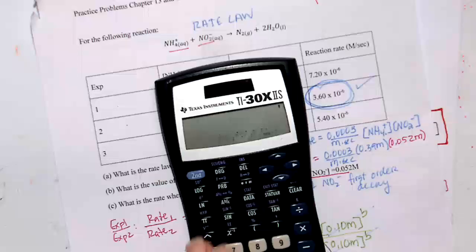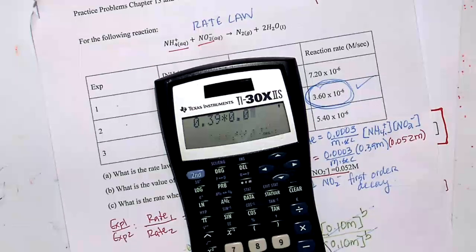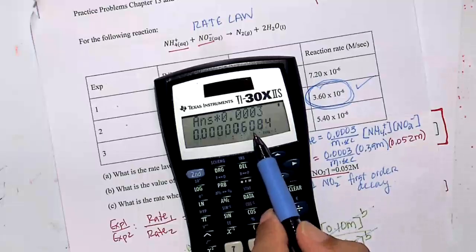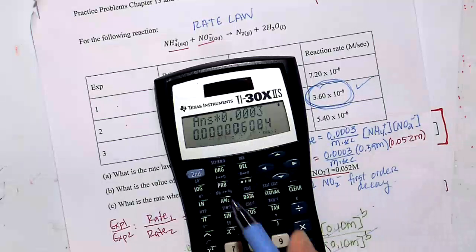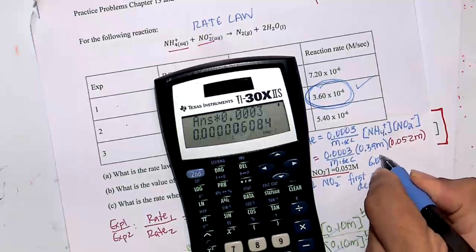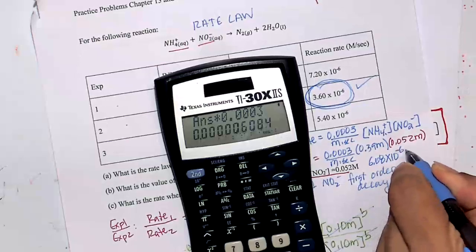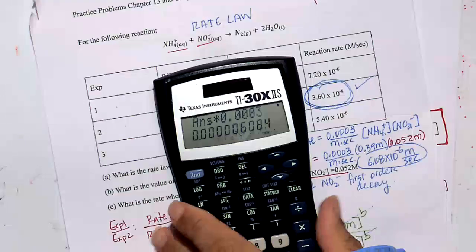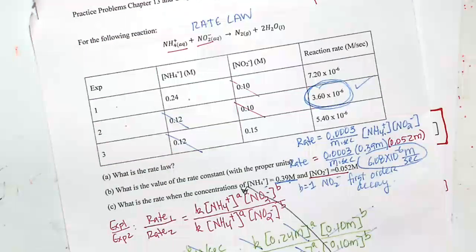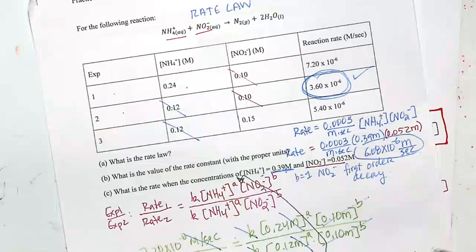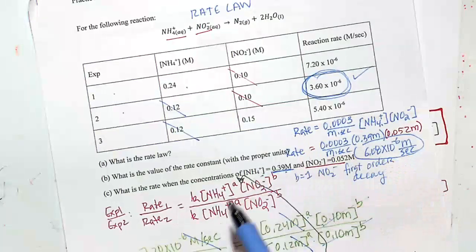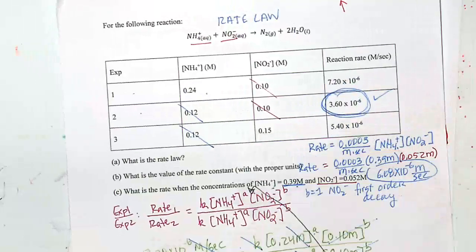And what do we get? 0.08 times 10 to the minus 6, molar over seconds. So this is the answer. You're just plugging things into the newly established rate law, which you found using this data.